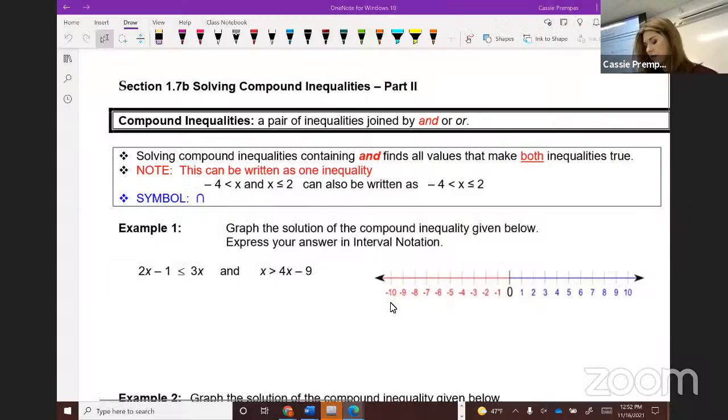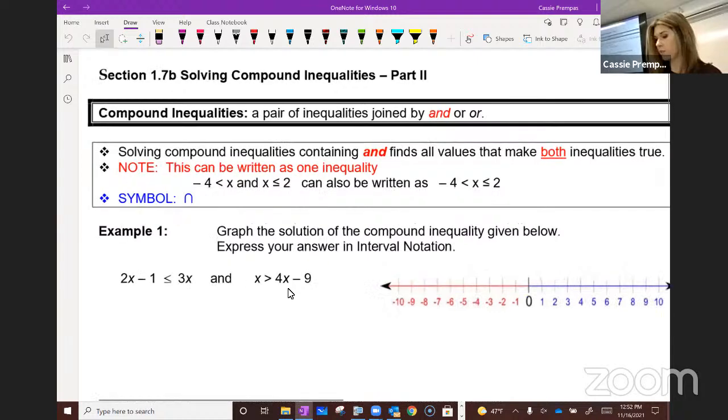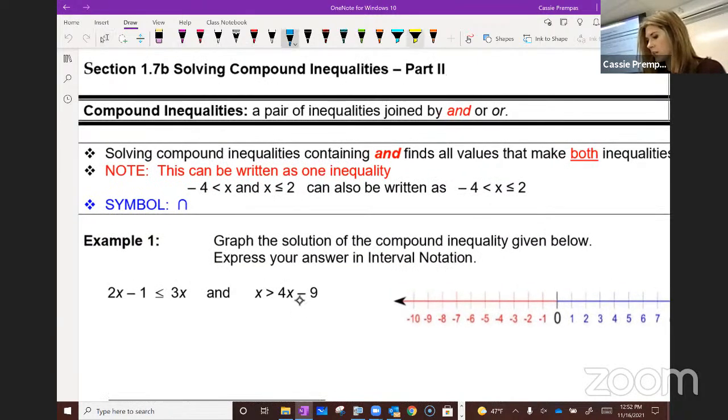A compound inequality is when you have a situation where the answers for X have to either meet two conditions or one or the other. To help you understand this a little bit better, well, first let me highlight that top piece, and then I'm going to have you possibly stand to answer a question. So compound inequalities, this is our focus today. It's a pair of inequalities joined by an and or an or.